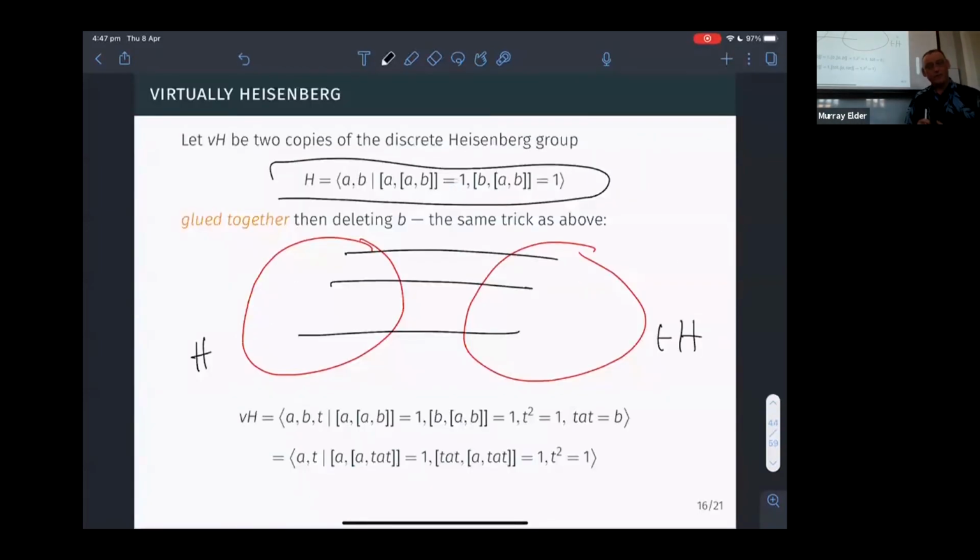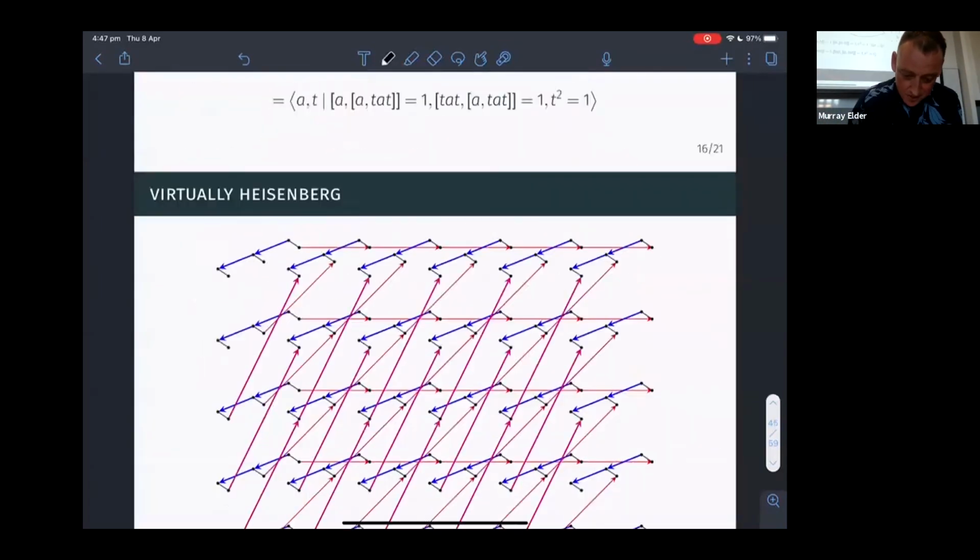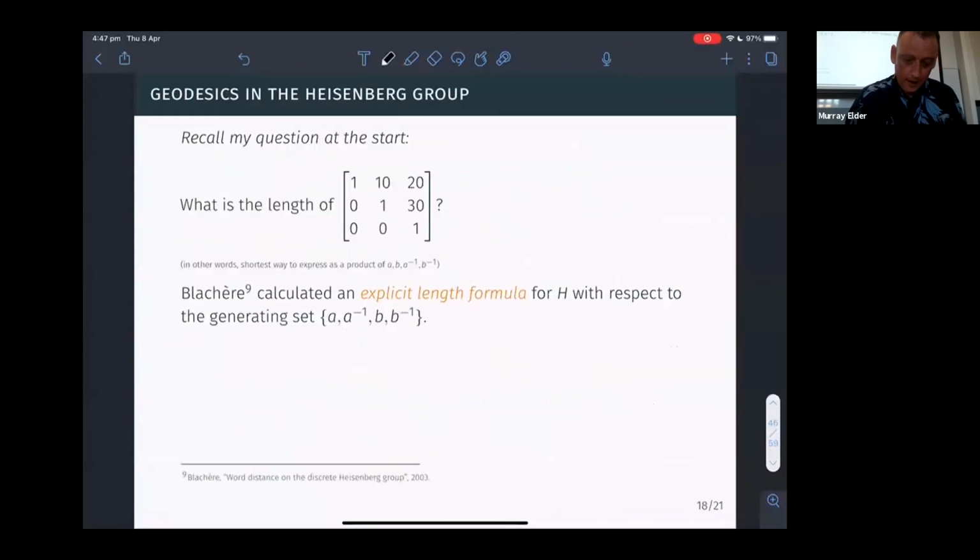So I'm thinking of being in one copy of the Heisenberg group and traveling around A's and B's, but then I've removed the B. So I'm traveling around in A's, and then if suddenly I really want to read some B's, I have to do a T. And now I'm free to go in that B direction and come back again. So that was the idea, and let's recall my question at the start.